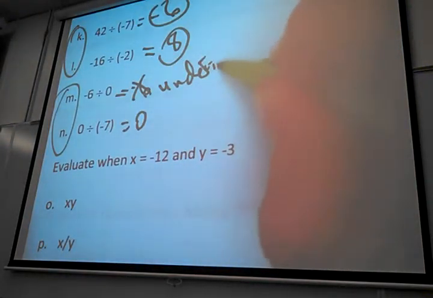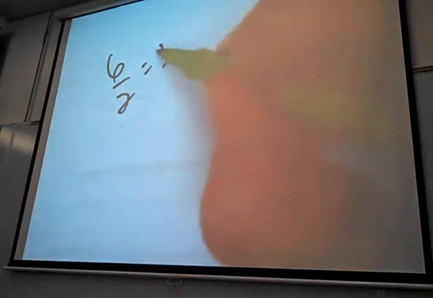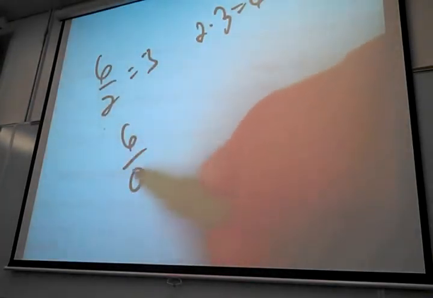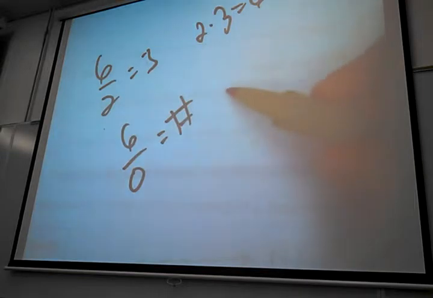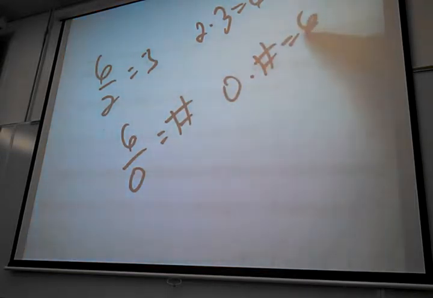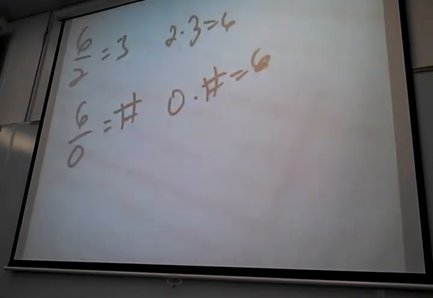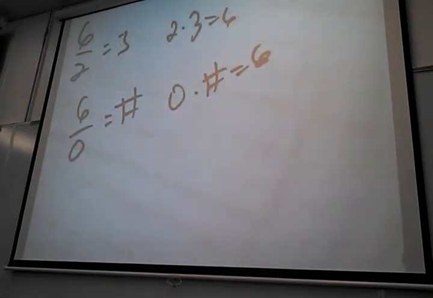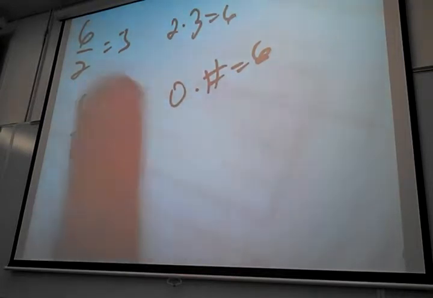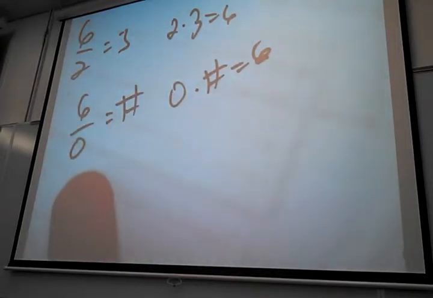What's undefined mean? We talked about that before, but remember, why is 6 divided by 2 equal to 3? How do you check that? Because 2 times 3 is 6. You with me? That's why that works. So 6 divided by 0 would have to be a number such that 0 times that number is 6. Is there any number that when I multiply by 0 I get 6? No. So 6 divided by 0 is undefined. There is no number defined to do what that says. I can't multiply 0 by anything and get 6. Okay. Cool.